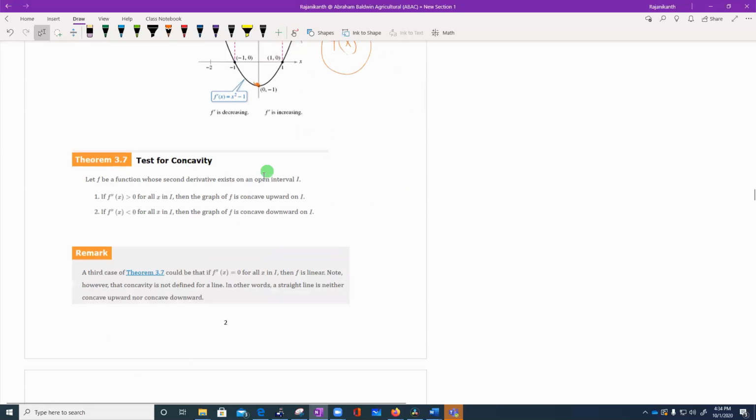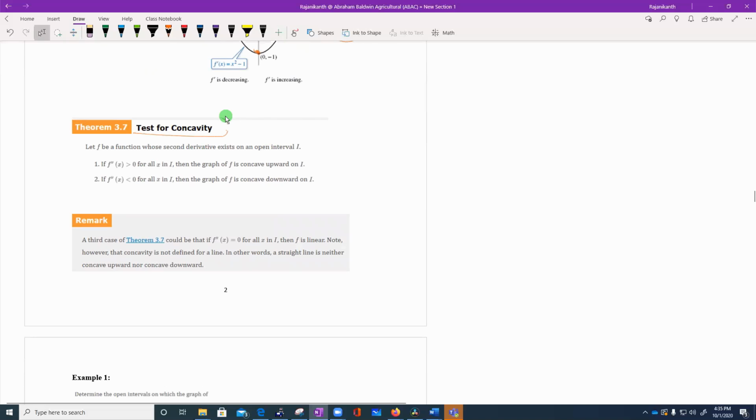This is another test we use for concavity. Okay. Please follow these steps. If you want to find the concavity trend, first take the function, okay, and identify where the second derivative is positive or where the second derivative is negative. Look for the intervals for these two, okay. Why do we need a second derivative?